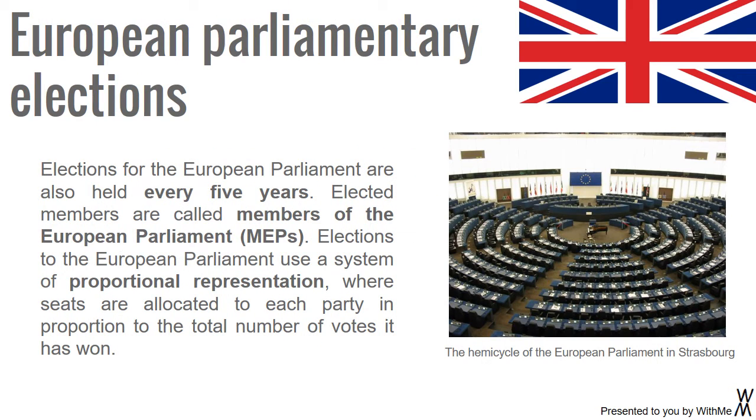European parliamentary elections. Elections for the European Parliament are also held every 5 years. Elected members are called members of the European Parliament, MEPs. Elections to the European Parliament use a system of proportional representation, where seats are allocated to each party in proportion to the total number of votes it has won.